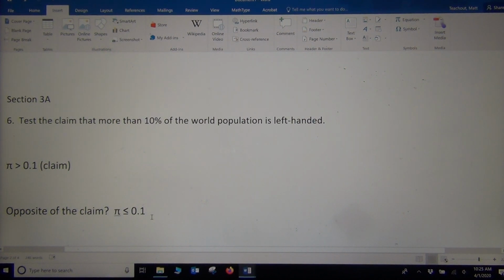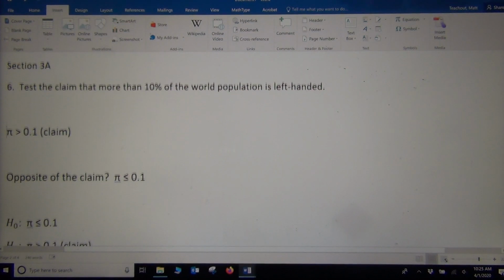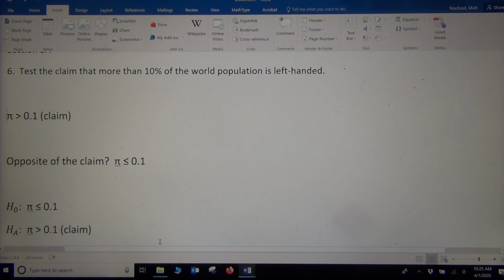Okay? Now we have to decide, once you write the claim and the opposite of the claim, then you try to decide which one's the null and which one's the alternative. Well, what we said was the null hypothesis, H0, is the statement that has an equal to part. So it looks like this one is the only one that has an equal to part. This greater than does not have an equal to part, so that must be HA. So now I know this one must be HA and this one must be H0. Okay, so it looks like there's our null and alternative hypothesis.